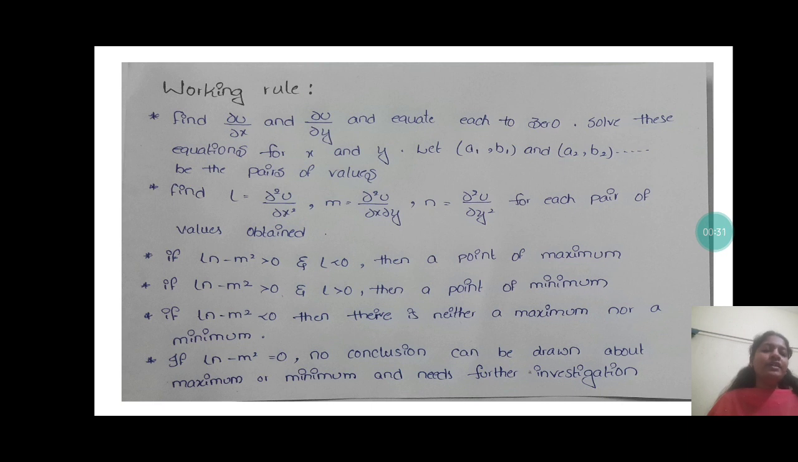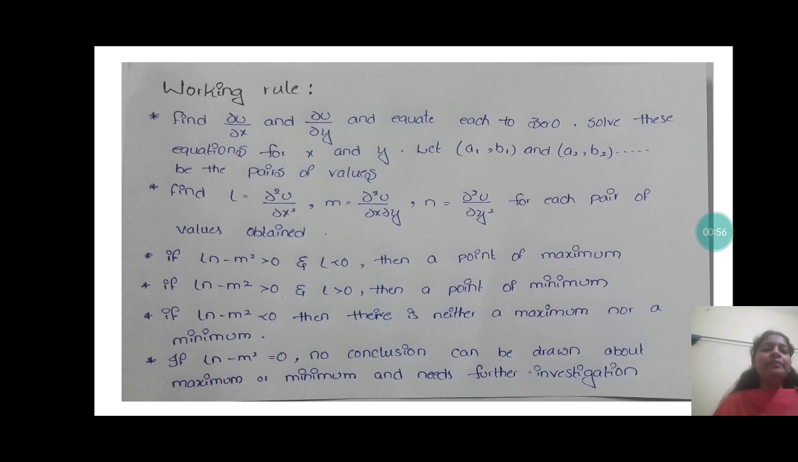Then we find the values of L, M and N for each pair of values obtained. We find the L value using ∂²u/∂x², the M value using ∂²u/∂x∂y, and the N value from ∂²u/∂y² for each pair of values obtained.